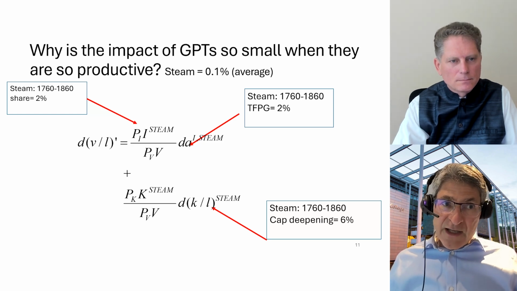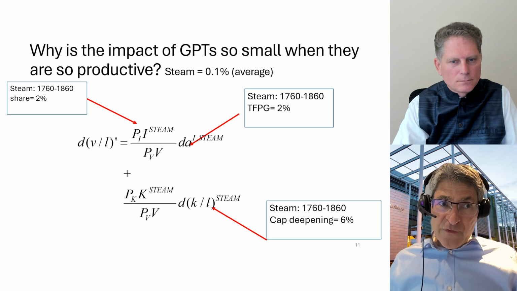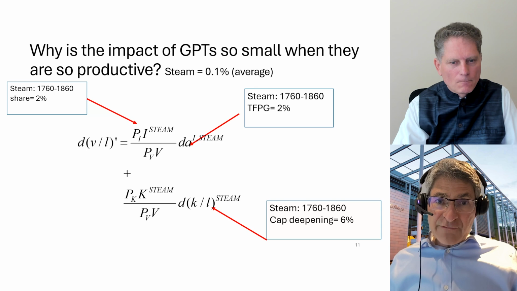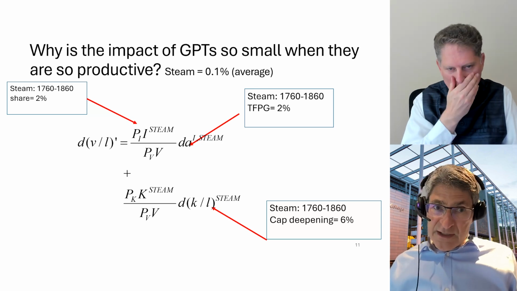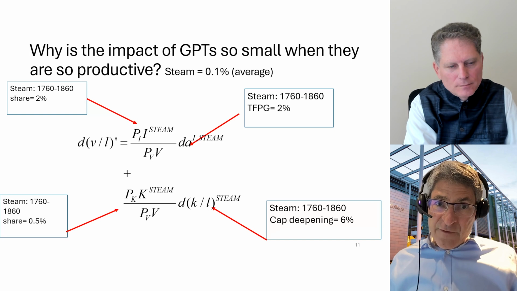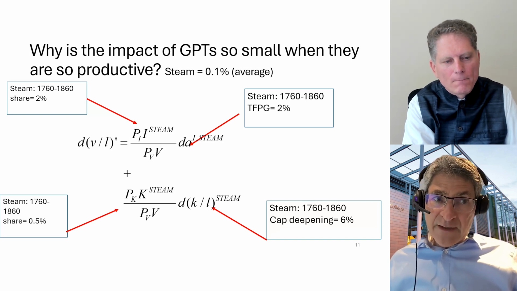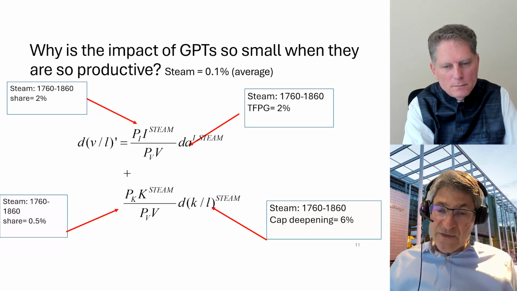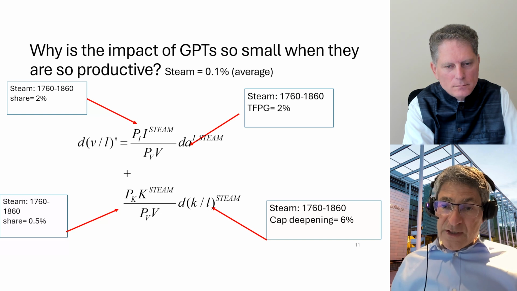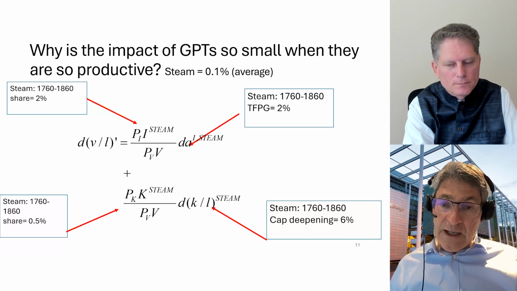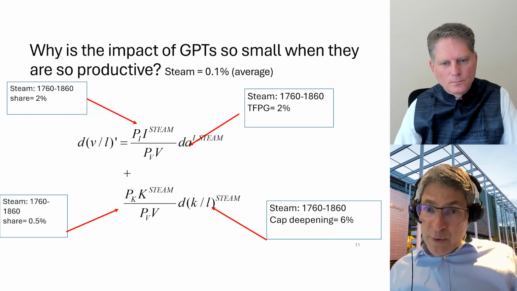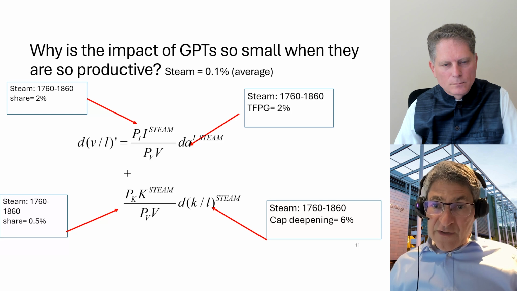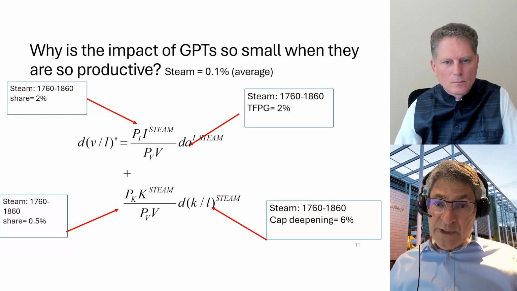Now, the share of steam, at least on average over this period, was pretty small. It was only 2%. It reached around 3% by the 1860s, but it took 100 years for that to happen. And likewise, the share of steam payments in capital, there's a lot of capital around, was only around 0.5%. And so the overall contribution of steam turned out, despite what seemed to be a tremendously productive technology, to be rather small, about 0.1 on average. Now, it's true that by the end of the period, this got up to a slightly higher level, but it took a long time.